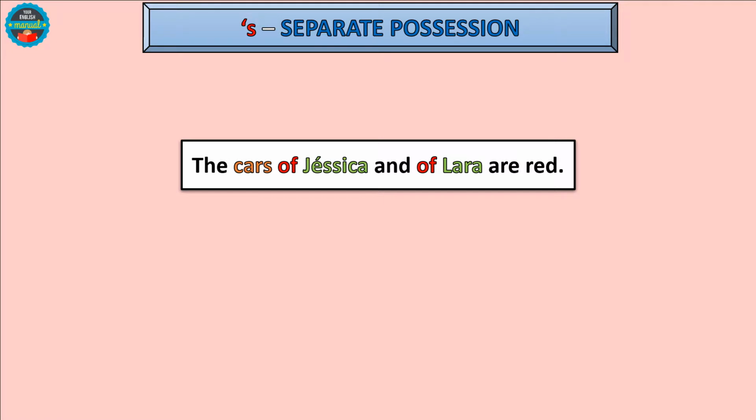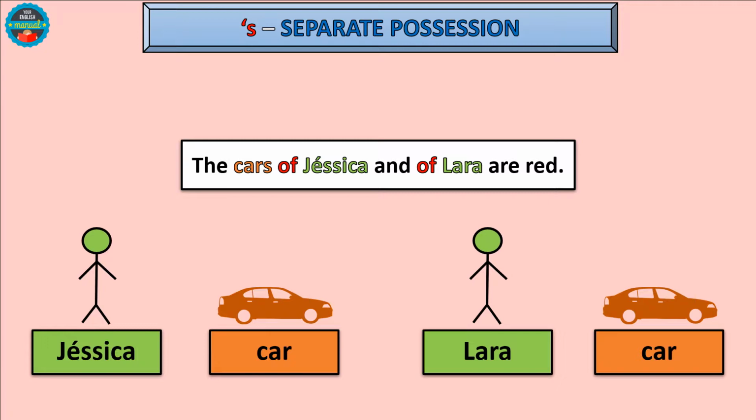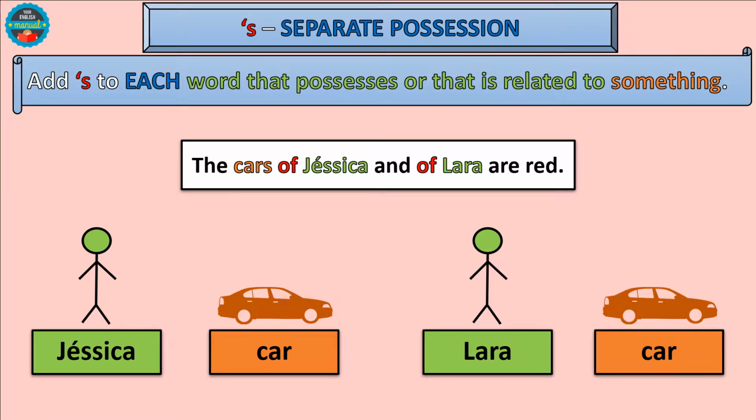This is the general rule, but what if there is more than one object and more than one owner? For example, if I want to say, the cars of Jessica and Lara are red, please notice that we're talking about two cars, Jessica's car and Lara's car. Each girl has its own separate car. Since each one of them owns something separately, we must add an apostrophe to each of them. So, the sentence is, Jessica's and Lara's cars are red.